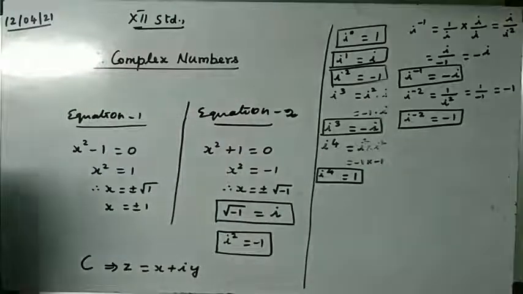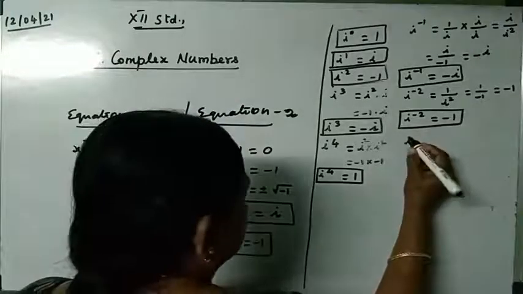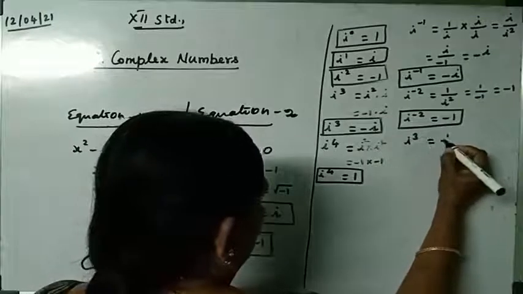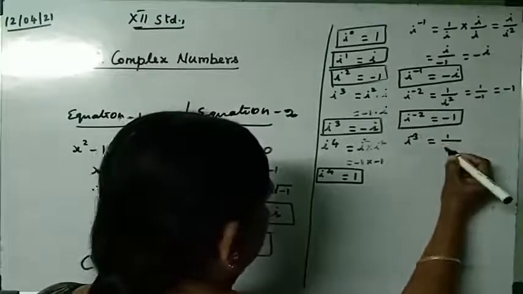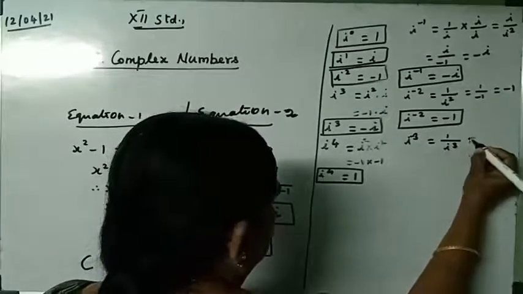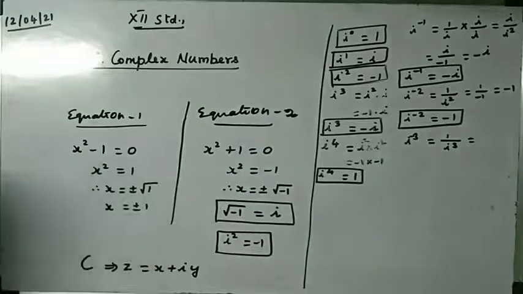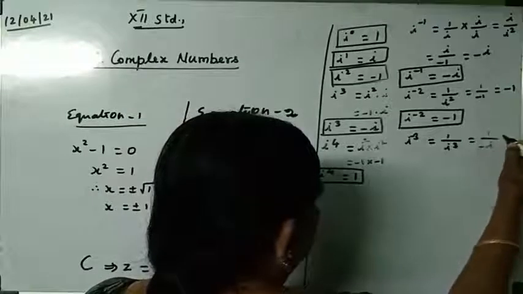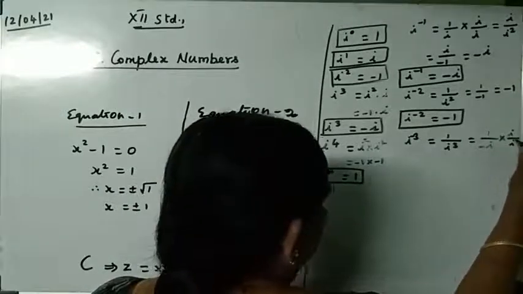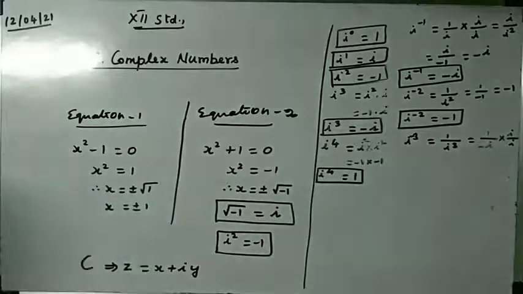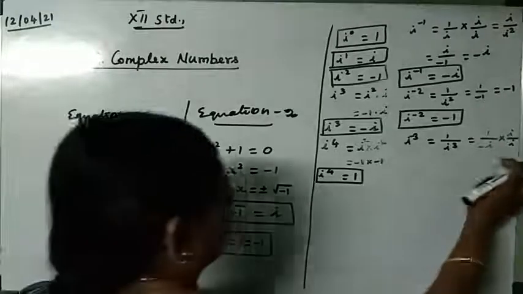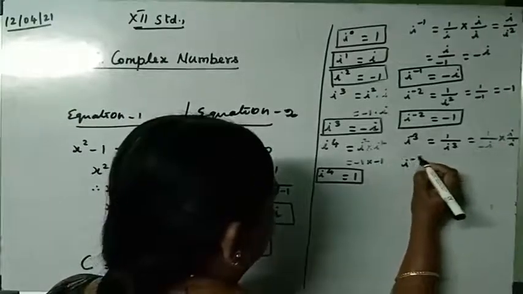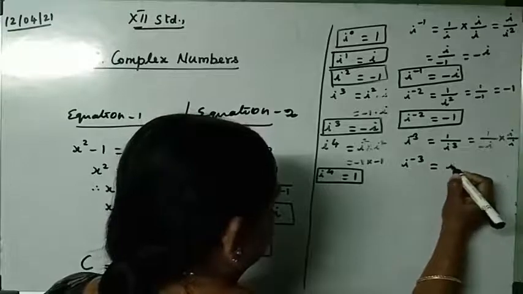Then i power minus 3 is equal to 1 by i power 3. So i power 3 is minus i, we know. So 1 by minus i, then multiply by i into i. So it becomes minus i square, which is plus 1. So i power minus 3 is equal to i.